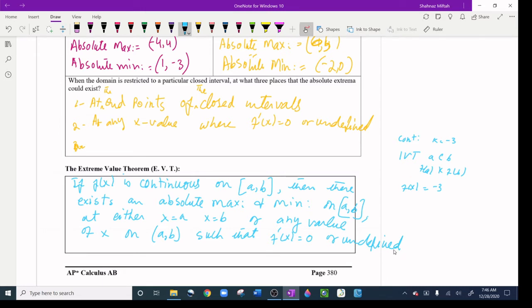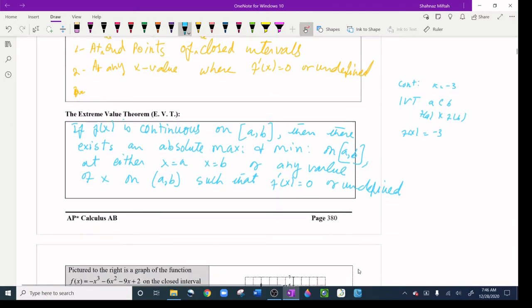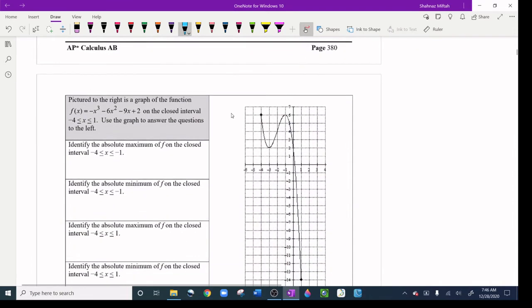So the takeaway is, for the extreme value theorem, it has to be continuous. And if you have closed interval A and B, you must have an absolute maximum and absolute minimum. That's what the extreme value theorem means.